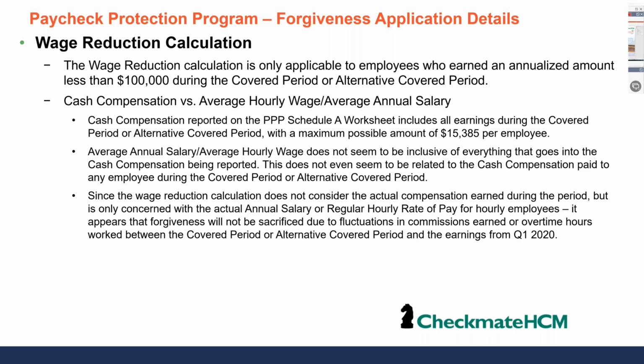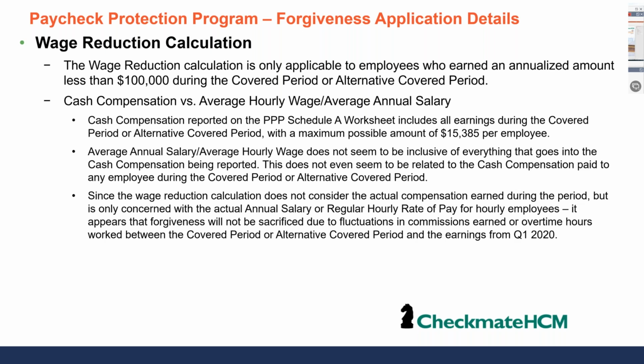Instead, all wage reduction cares about is what was the average hourly rate of pay for each employee during Q1 versus what was the average hourly rate of pay they earned during the 8 weeks of the PPP covered period. For the salaried folks, it doesn't care about how much they earned. All it cares about is the actual annual salary assigned to the person. Compare that to the actual annual salary assigned to that person in Q1, and look at what it was in the 8-week PPP loan period. And if you have a difference in the actual agreed upon salary amount, and that difference is greater than 25%, then you will be sacrificing some forgiveness.